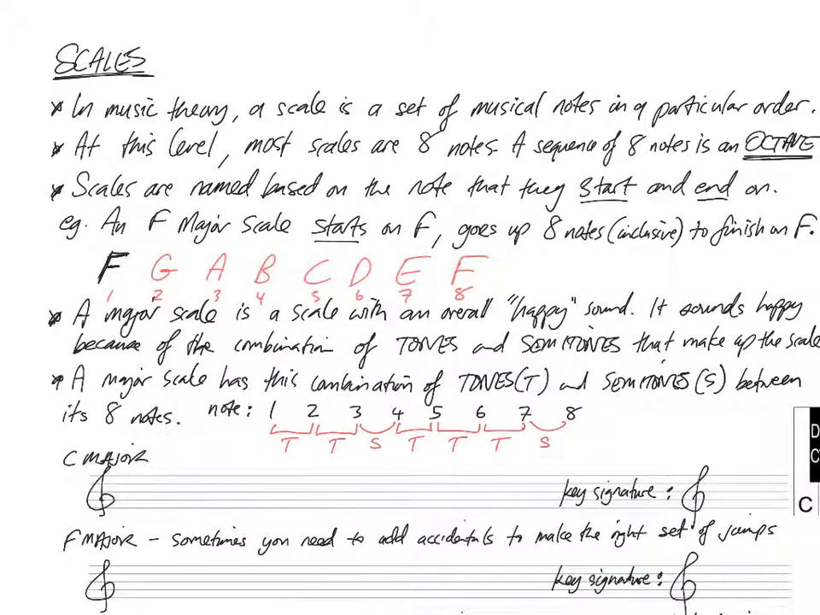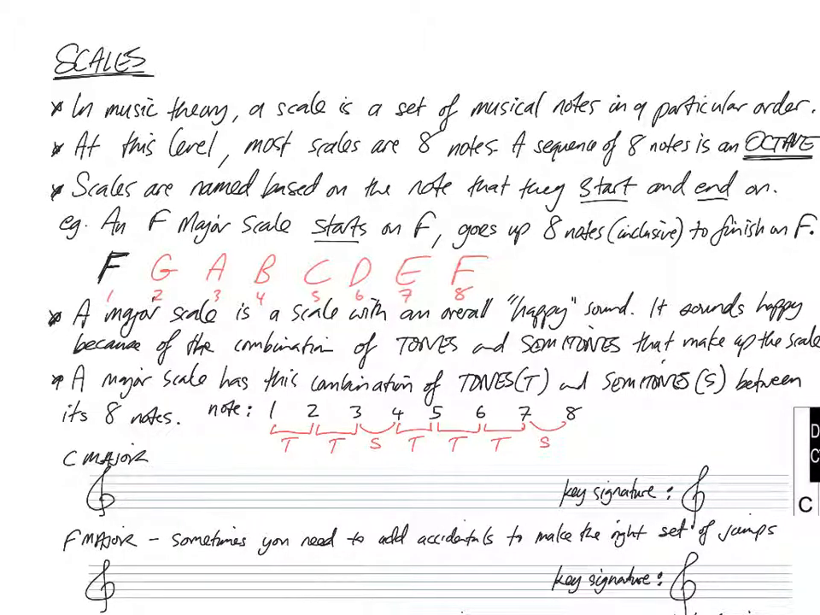Now a major scale is a scale with an overall happy sound. Now if I had a piano for this particular app that lets me video myself talking and writing, then I could show you that it sounds happy, but I don't. But you have to trust me that a major scale sounds happy. And what makes it sound happy is because of the combination of tones and semitones that make up the scale.